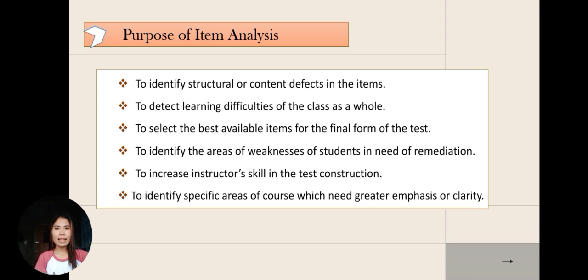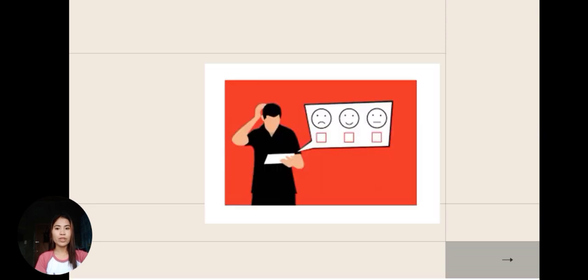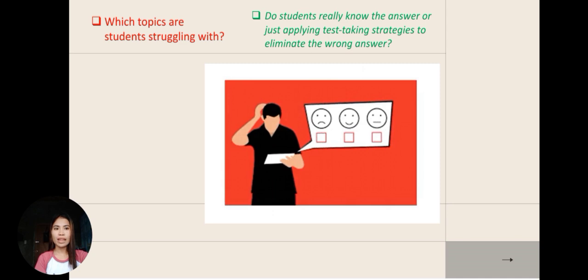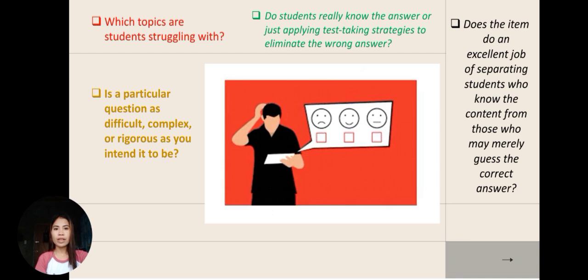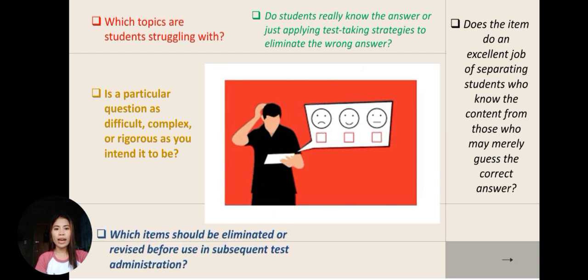Therefore, item analysis is accompanied with these questions on determining learners. First, which topics are students struggling with? Second, do students really know the answer or are they just applying test-taking strategies to eliminate the wrong answer? Third, does the item do an excellent job of separating students who know the content from those who may merely guess the correct answer? Then, is a particular question as difficult, complex, or rigorous as you intend it to be? Then lastly, which items should be eliminated or revised before use in subsequent test administration?